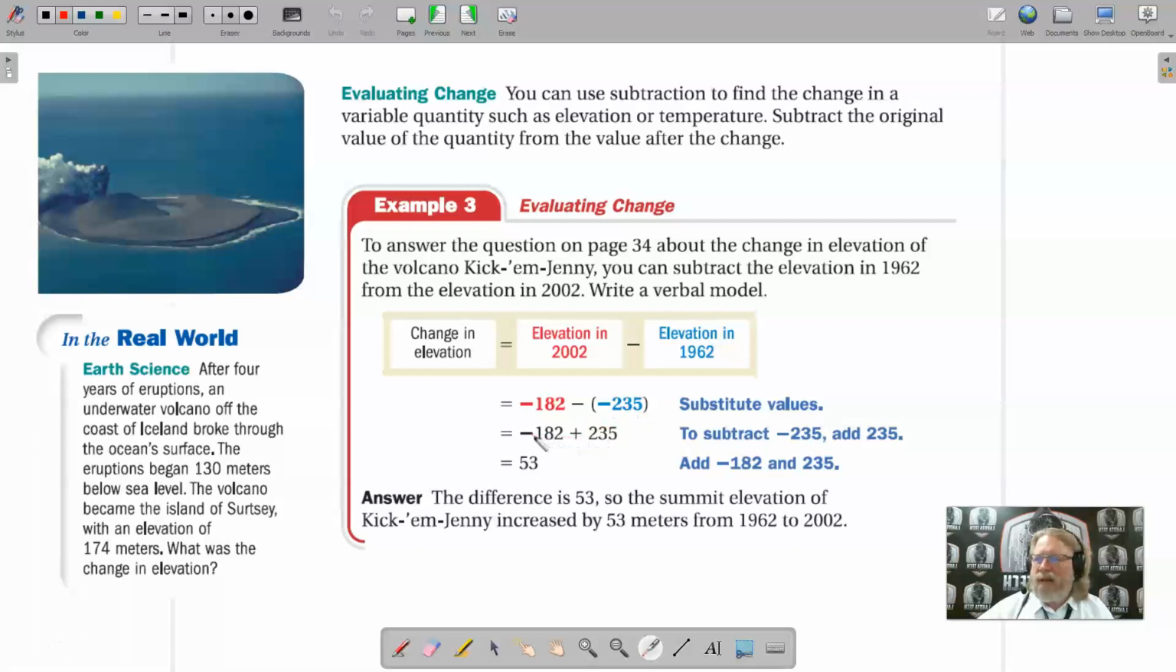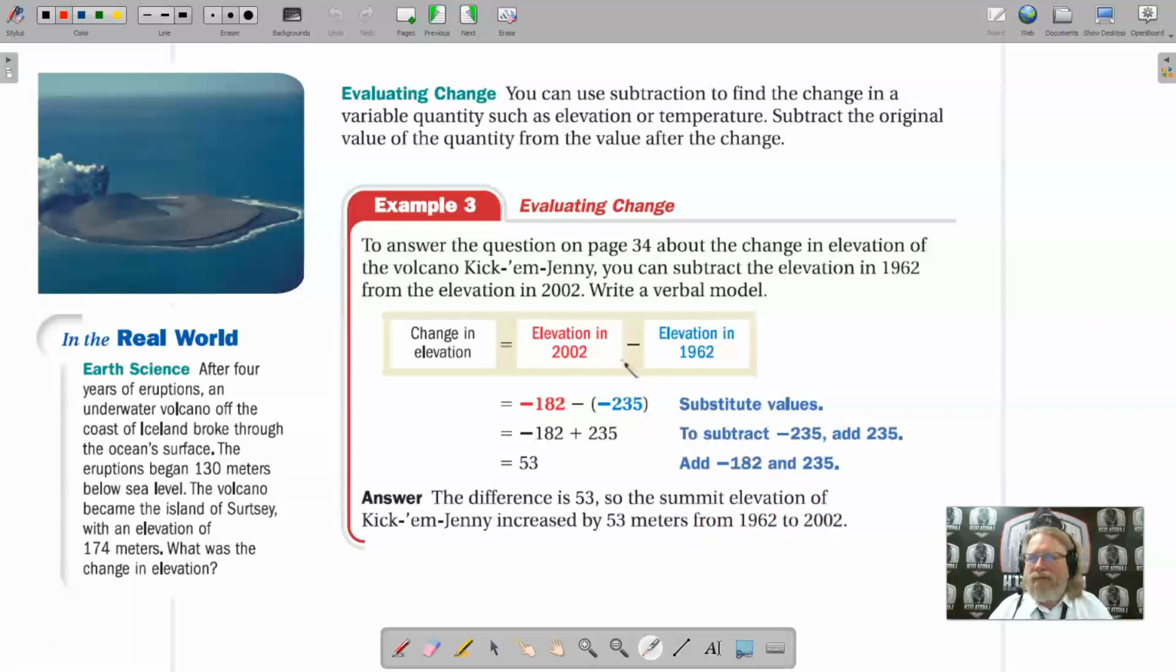Now the absolute value of negative 182 is less than the absolute value of 235. So our answer is going to be positive, and since they are different signs, we're actually going to subtract 182 from 235, and that would give us 53. So the difference is 53. So the summit elevation of Kick'em increased by 53 meters from 1962 to 2002.